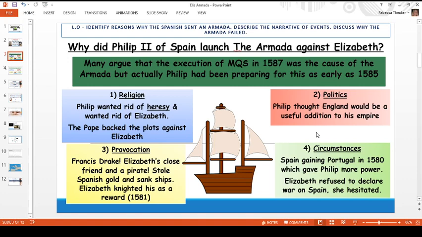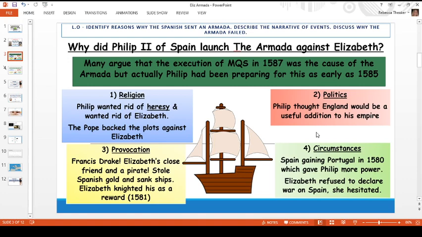In this period of time, Spain had one of the largest empires in the world. It was so powerful, and Philip wanted to basically add England to his collection. England had been partially ruled by Philip before Elizabeth became queen.